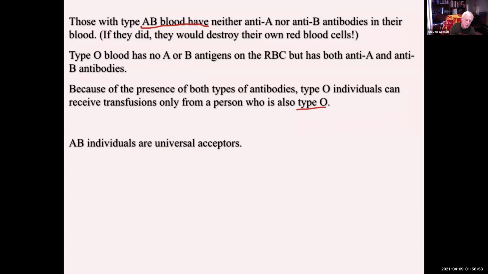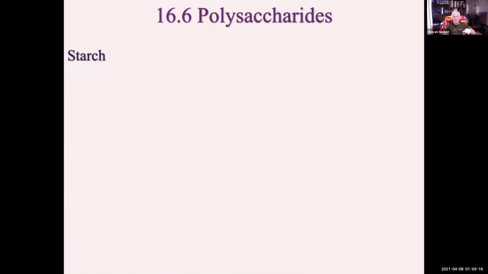AB individuals are universal acceptors. O individuals are your universal donors. So AB can receive blood from anybody, and type O individuals can give blood to anybody because of the sugars we talked about on the surface of the red blood cells. Poly means many, saccharides means sugar. We've had monosaccharides and disaccharides. Now we're going to put together polysaccharides, which is a whole bunch of them.